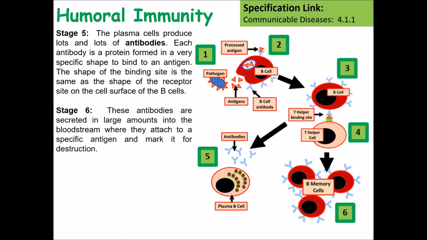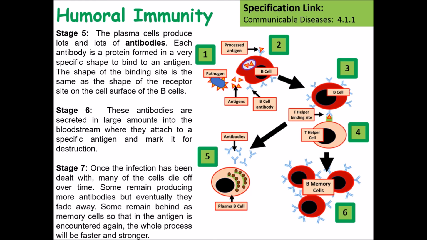So these antibodies are secreted in large amounts into the bloodstream, where they attach to specific antigens and can either immobilize the pathogen or mark it for destruction. Once the infection has been dealt with, many of these cells die off. Some remain, however, producing more antibodies, but will eventually fade away. Some remain behind and form memory B cells.